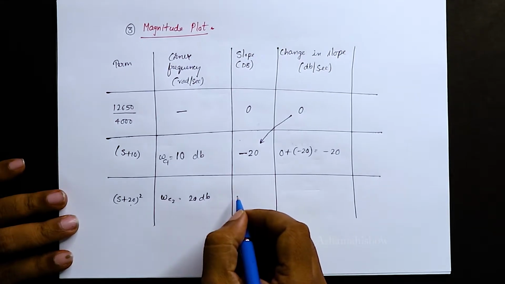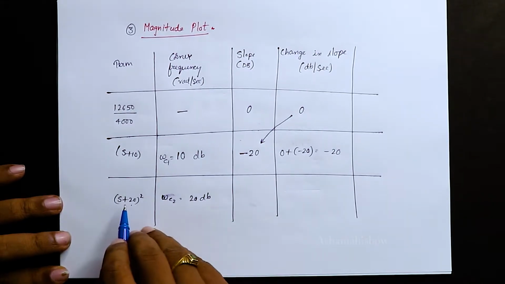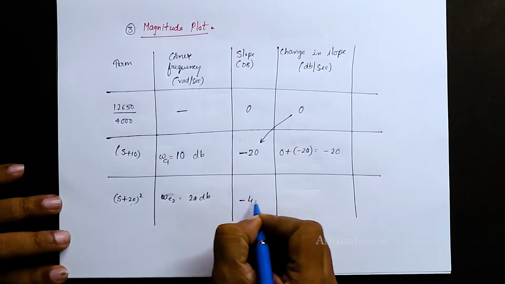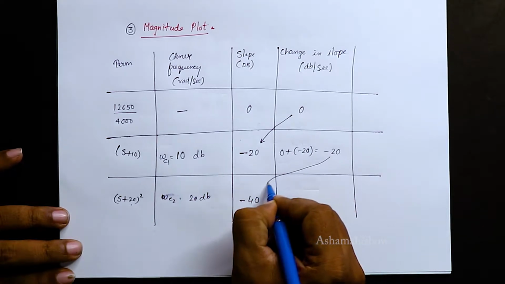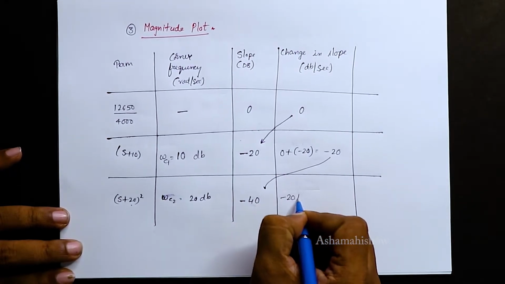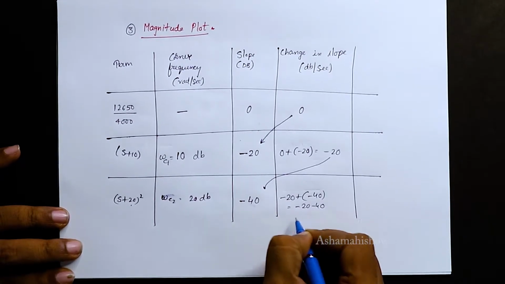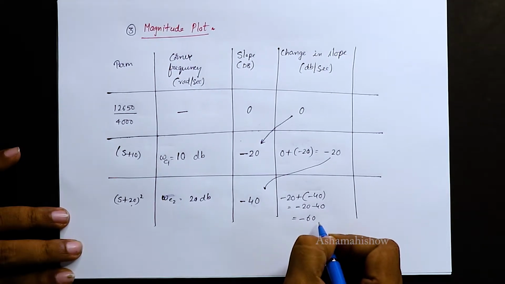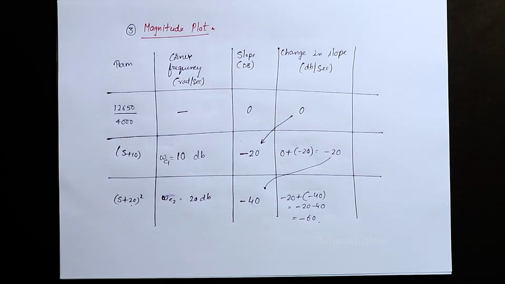So the change in slope is minus 20. If we don't have a square here, it is minus 20. If we have a square here, this becomes minus 40 according to Bode. So now the change in slope from the previous row to here is minus 20 plus minus 40, which is nothing but minus 60. So now our magnitude plot is done, and this is enough to draw a magnitude plot.